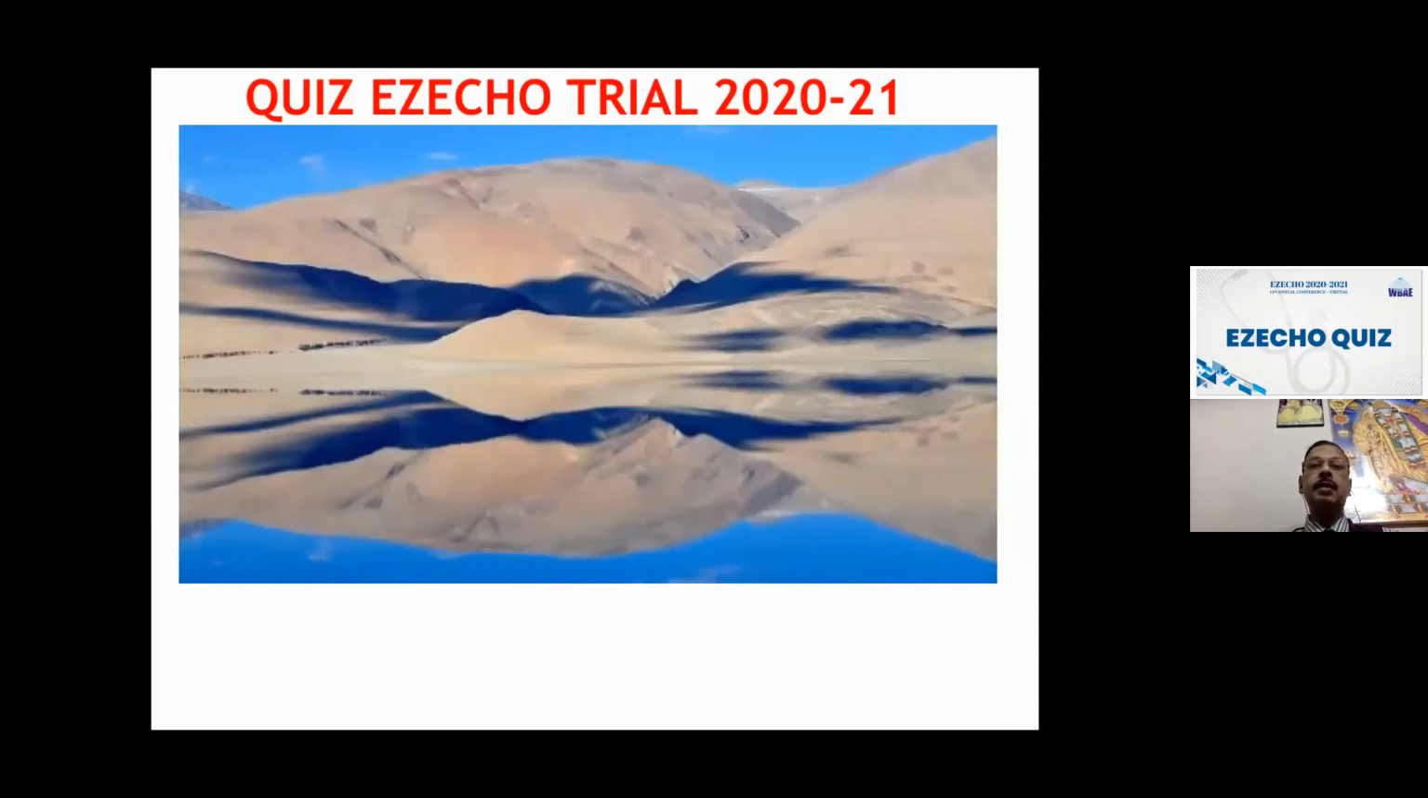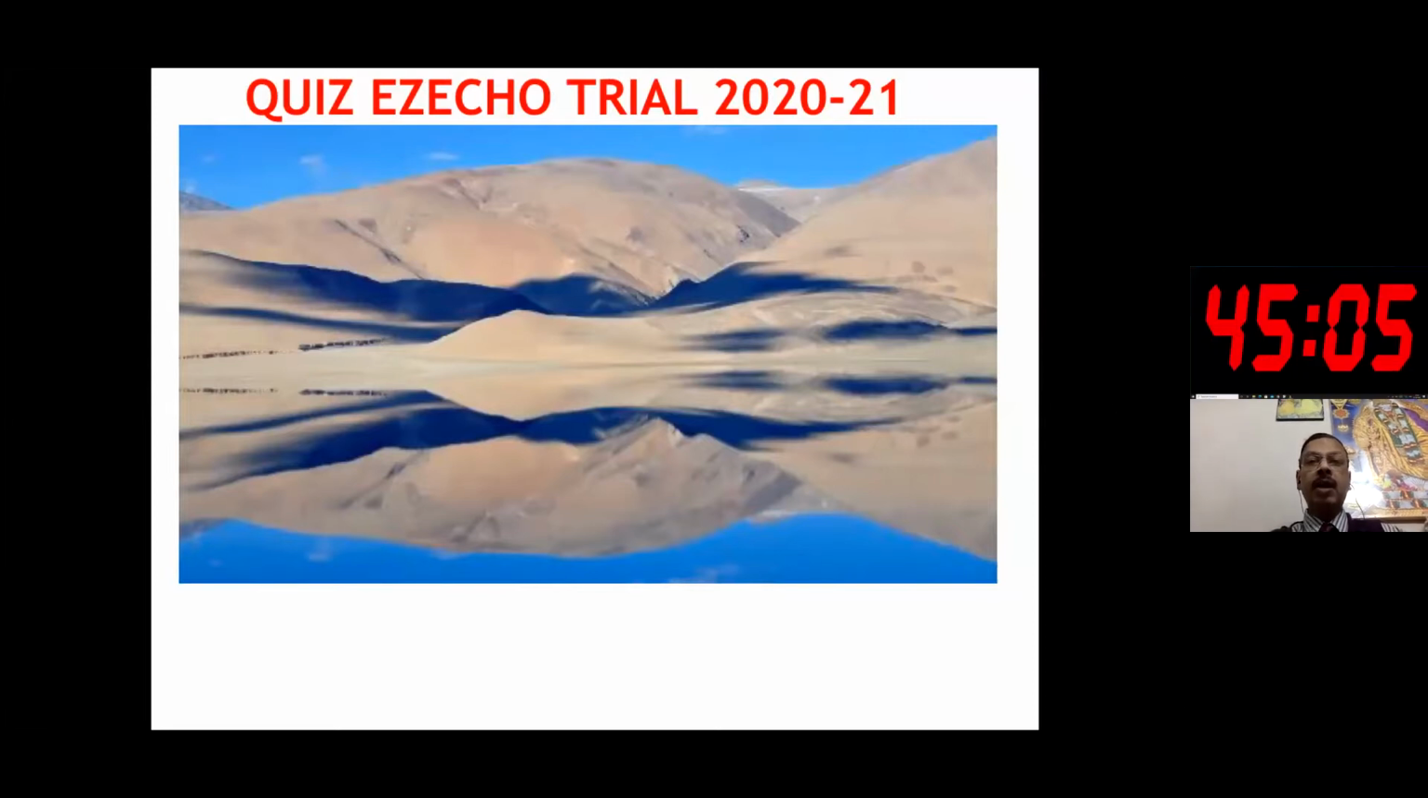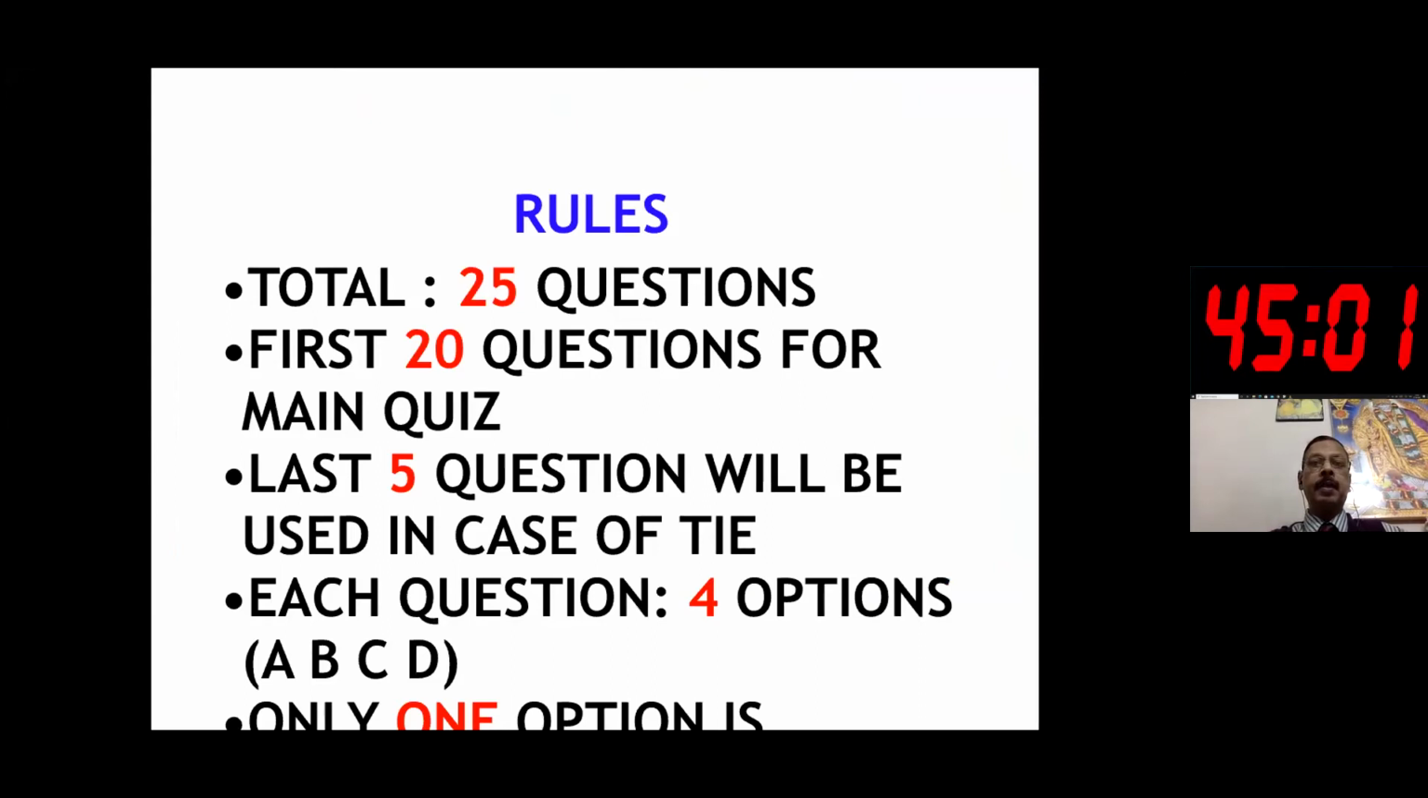We'll try our trial of quiz first. The rule is that there will be a total of 25 questions. The first 20 questions are for the main quiz, and the last 5 questions will be used in case of a tie. For each question, there will be 4 options, A, B, C, D. Only one option is correct.